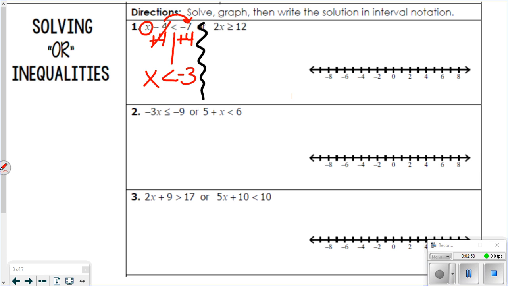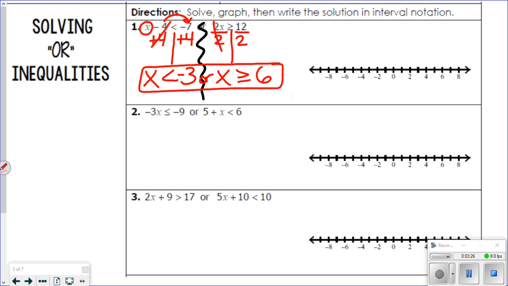The second inequality says 2x is greater than or equal to 12, and we're trying to get x all by itself. 2 and x are smushed together, which means they're being multiplied. So the opposite is divide. Divide. Those cancel. Bring down your x. Bring down your symbol. 12 divided by 2 is 6. And we're going to put the word or back in the middle. And this is my final answer here.